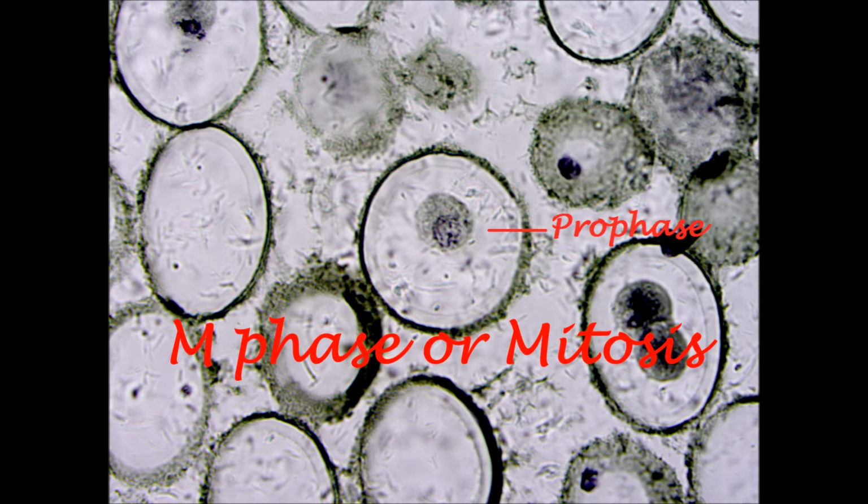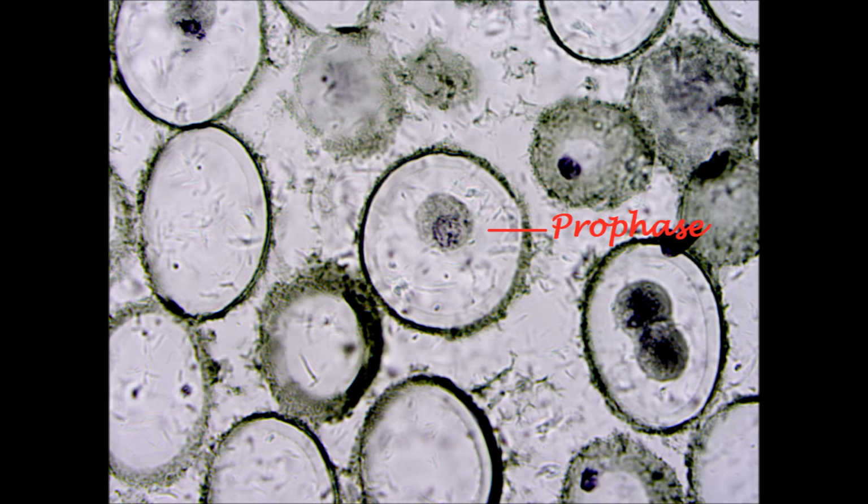Following the G2 phase is mitosis, or the M phase. Mitosis is actually 4 phases. The first phase is prophase. During prophase, the nuclear membrane begins to break down. The nucleoli disappear. The centrosomes divide and begin to migrate to opposite ends of the cell.